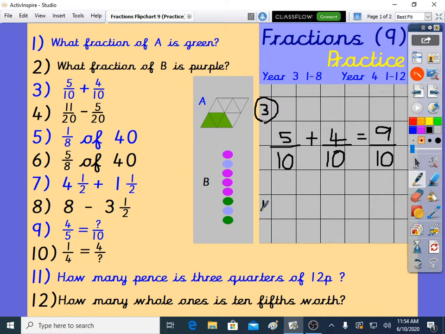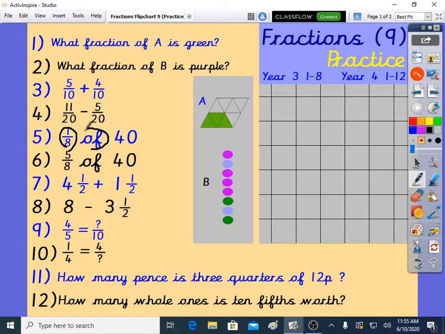And we're done. And we're on question 4. Question 4 is a minus. 11/20 take away 5/20. So we're dealing with 20ths. 20ths will be going as a denominator here. 11 take away 5. If you know that, you can do this. You probably know already, don't you? It's 6/20. 11/20 take away 5/20 is 6/20. Time for question 5.